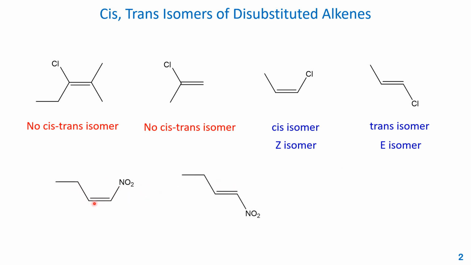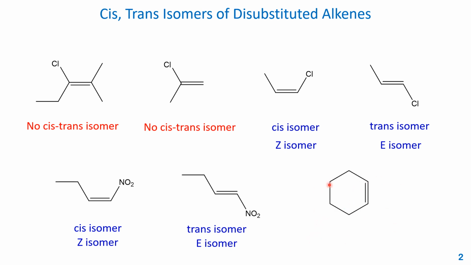In this example, I have a nitro group and an ethyl group on the same side of the double bond. So this is a cis isomer, or you can say Z isomer. Now, if they are on the opposite side of the double bond, then that's called a trans isomer or E isomer. So for a disubstituted alkene, you can say cis-trans, okay? And cis means Z, and trans means E. If you have more substitution than two, then you cannot say cis-trans. You can only say Z or E, okay?